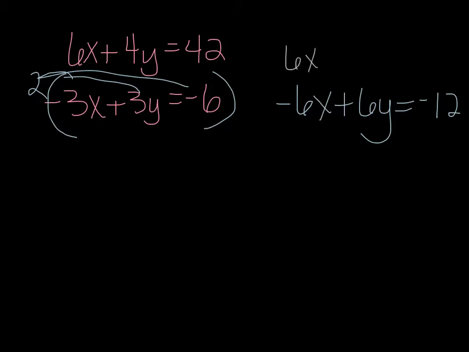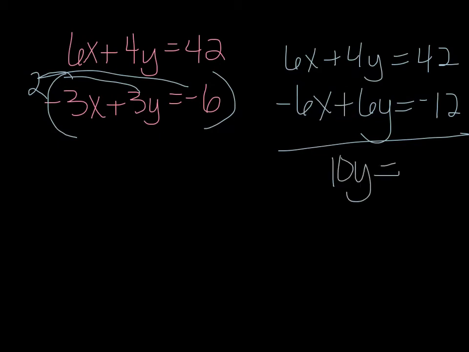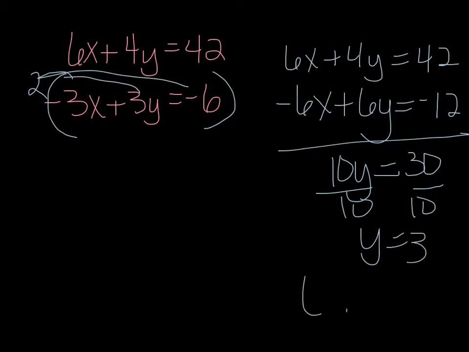So 6x plus 4y equals 42. I'm going to add because my x's are going to go away. So I have 4y plus 6y, which is 10y. Then 42 minus 12 is 30. Divide by 10, and y equals 3. So my y value is 3.